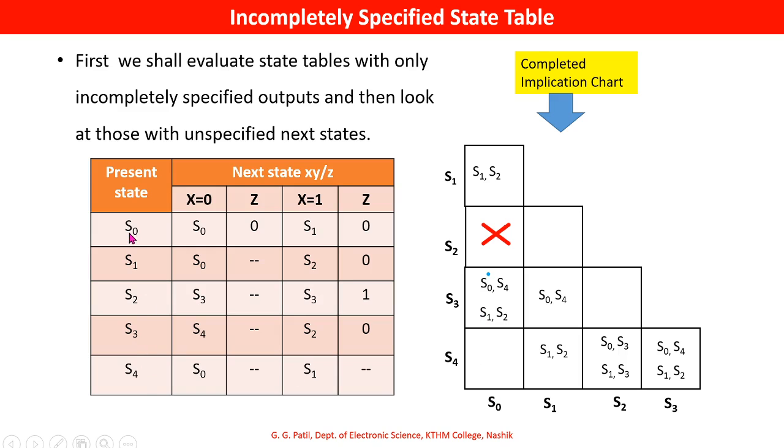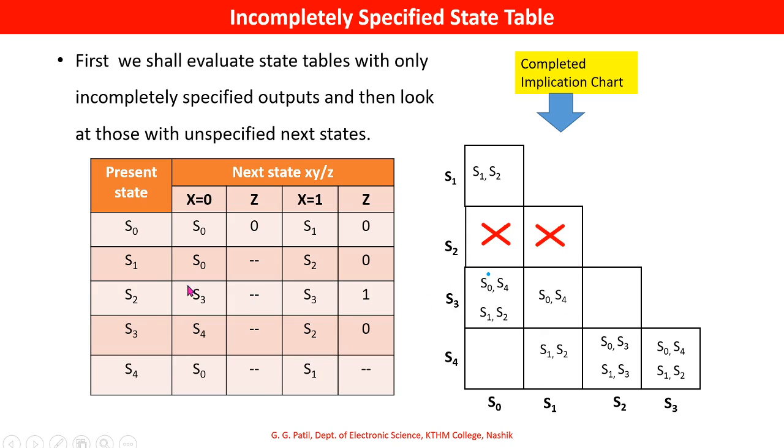The next is S0 and S4. Check the output: 0 and unspecified can be the same. So S0 can be compatible to S4 by the potentially compatible pairs S0 S0 and S0 S1, but there is no need to write those because S0 is compatible to itself and S1 is compatible to itself. Okay. The next is S1 and S2. Check the output: here 0 and 1 is different, so place the cross.